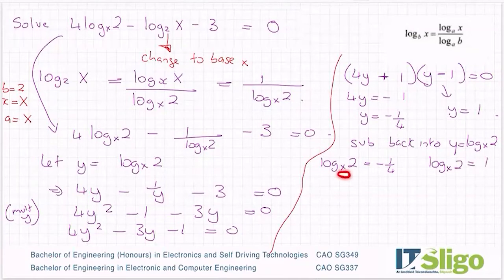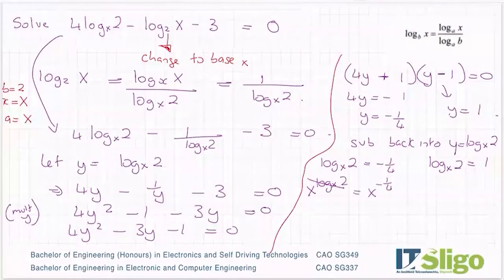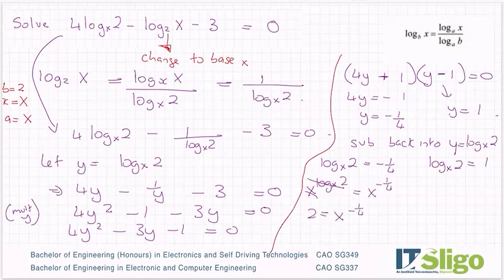So just like before, I'm going to raise everything to the base number. So x to the log base x of 2 is equal to x to the minus a quarter. So I get 2 being equal to x to the power of minus a quarter. Okay, remember what I want to do with him. This is the tricky one now. I need him to be x to the power of 1, because that's what x is. You solve for x, that's x to the power of 1. So what must I multiply that power by to make him 1? Well, I must multiply him by a minus 4.